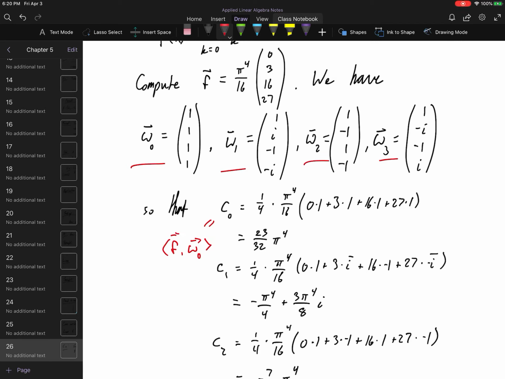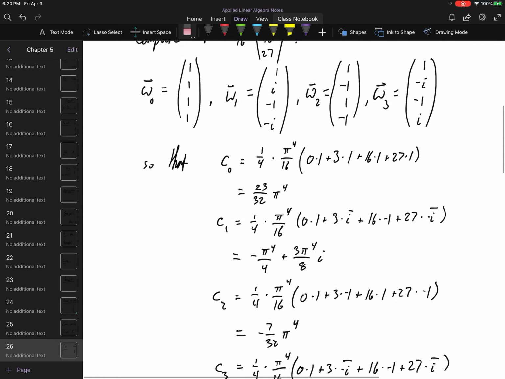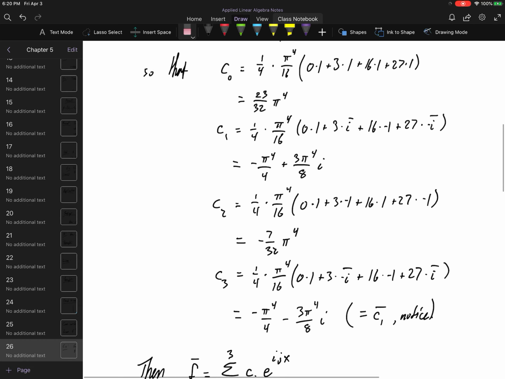The first one, C0, is exactly F inner product, the F sample vector, inner product omega 0. The second one will be the inner product against omega 1. So C2 would be F inner product against omega 2, and so on. And you can compute these by hand. I have it all there in the algebra if you want to pause the video and verify the computations.